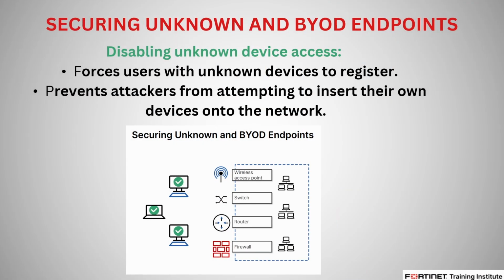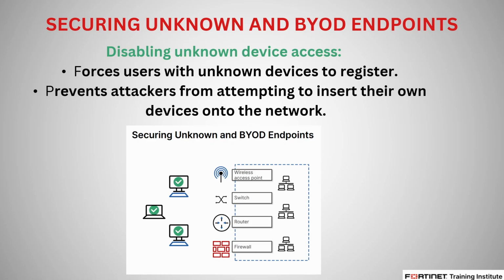Securing unknown and BYOD, bring your own device, endpoints is a critical part of network security. One effective strategy is disabling access for any device that the network does not recognize. This approach forces users with unknown devices to register their equipment before they are granted access.